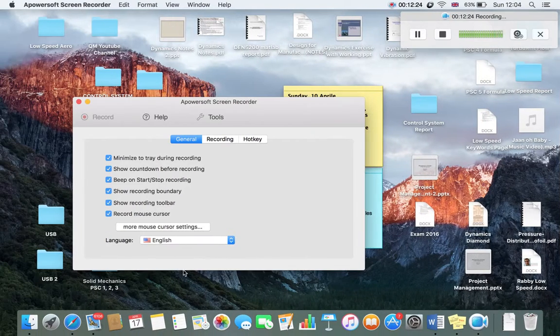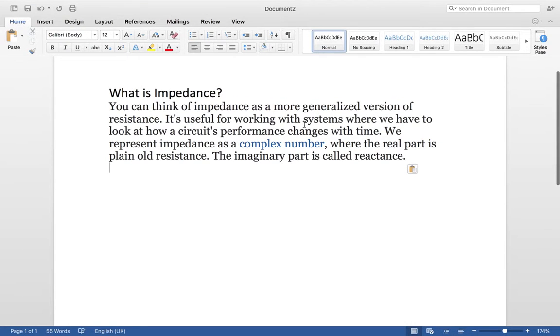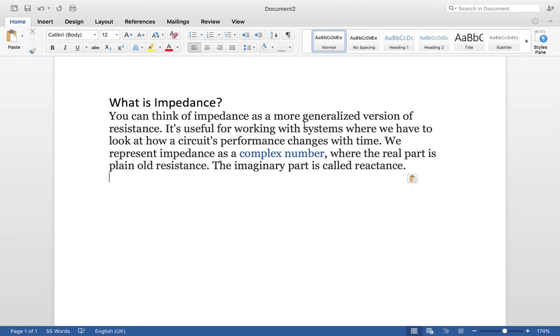I also found one explanation from Quora, which explains it pretty well. What is impedance? You can think of impedance as a more generalized version of resistance. It's useful for systems where we look at how the circuit performs over time. We represent impedance as a complex number where the real part is the resistance and the imaginary part is called the reactance. So that's all you have to know.